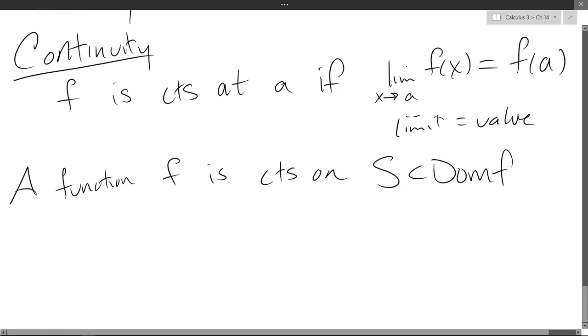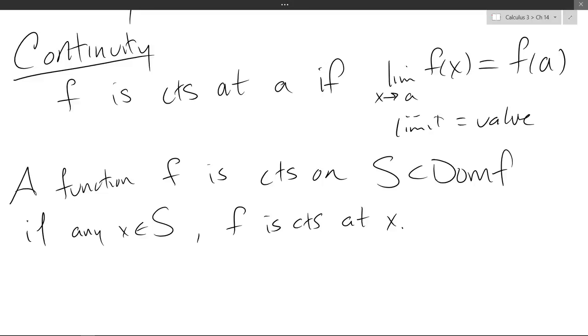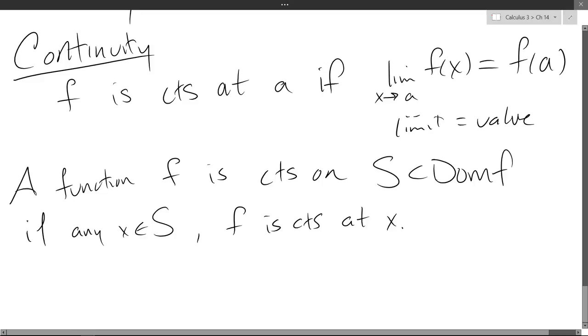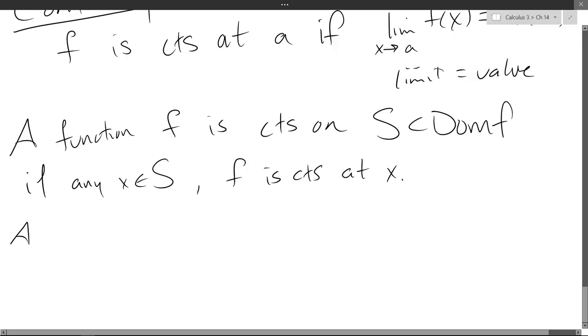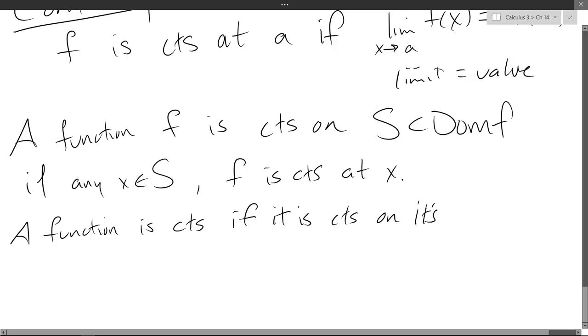So if you have a subset of your domain, a function f is continuous on that set S if, for any x in S, so if you take any x, any element of S, then f is continuous at that x value. So you're continuous on a set if you're continuous at every point inside the set. So that's exactly what it meant on intervals, except they were just every number in the interval. But in this case, it's just every point in the set. Now, if you just say a continuous function, a function is continuous if it is continuous on its domain.